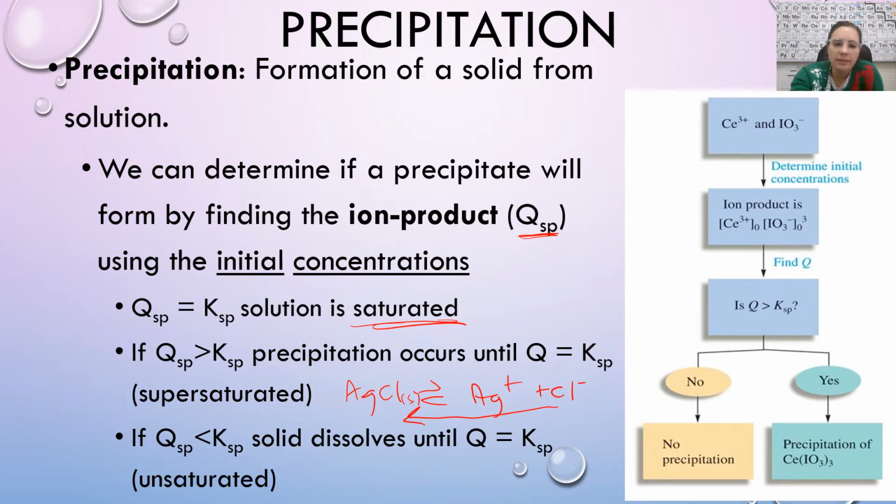If Q is less than K, we are an unsaturated solution and no precipitate will form, because we're shifting right. So instead of any precipitation happening, we're actually dissolving more solid. So it's the exact same concept of Q and K. It's just now we're applying it to dissolution and precipitation, which are reverse reactions.